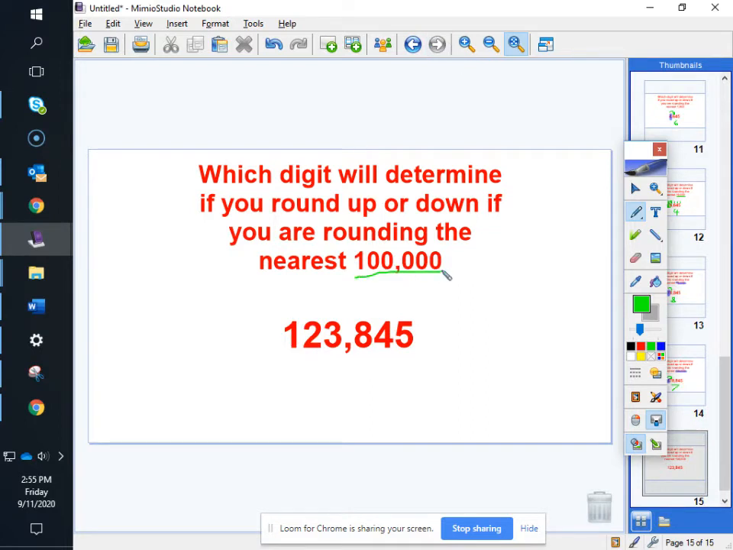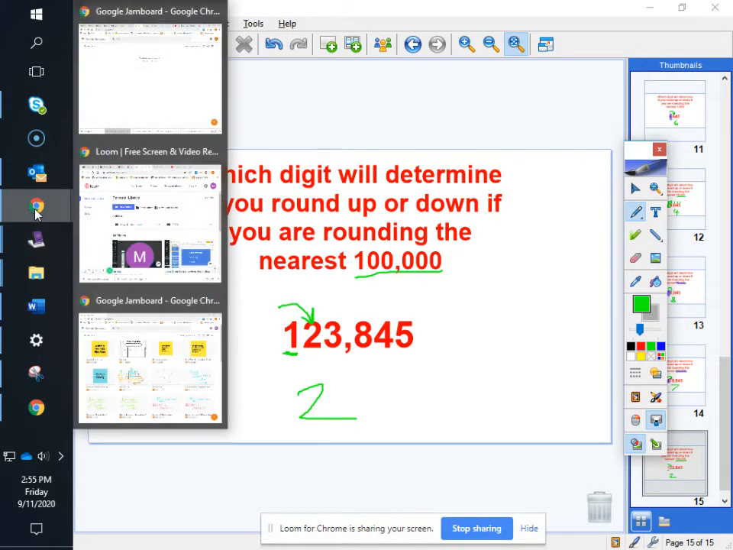Same thing. I'm trying to round to the nearest 100,000, which is here. So I'm going to look back at this digit to tell me to round up or down. You will just type a 2. All right, I made a quick little practice set that we can look at.